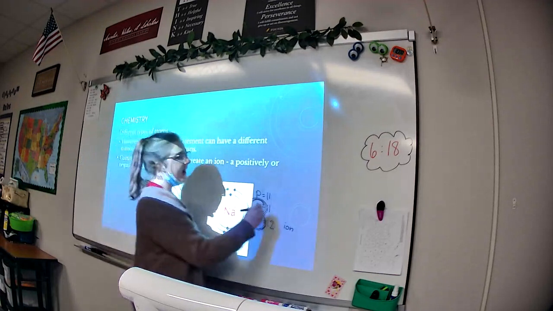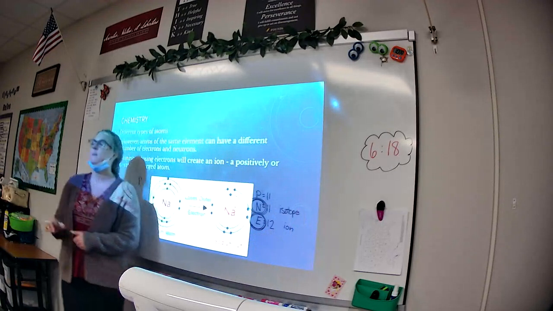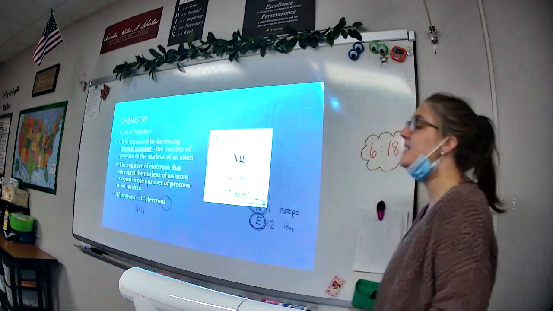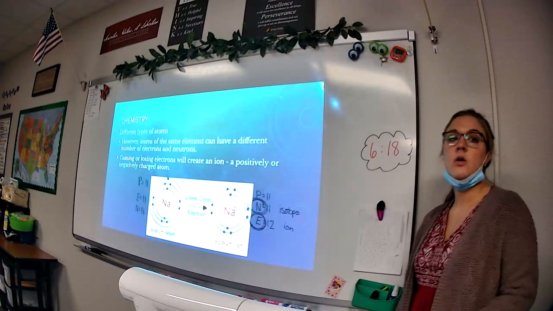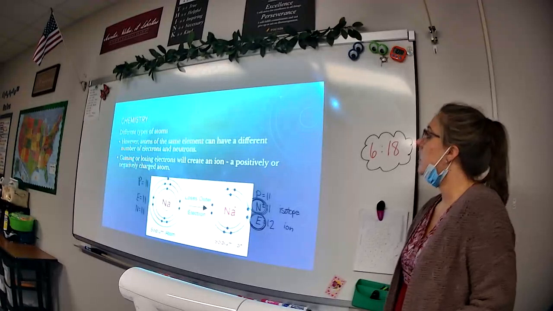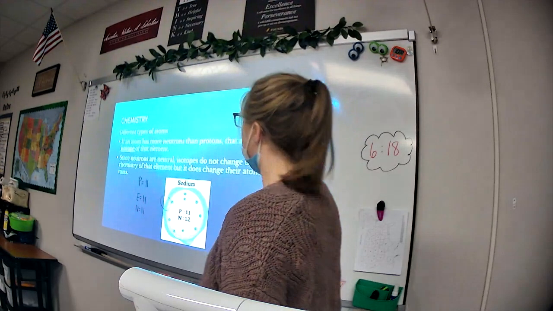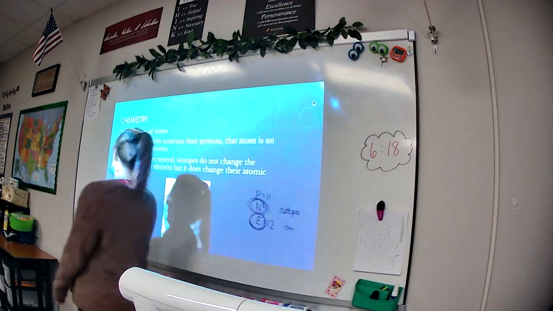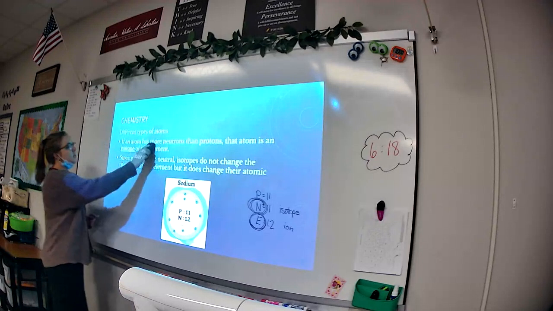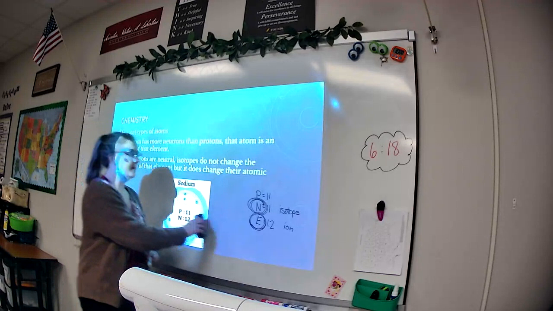Now, what if I have a different number of neutrons? In that case, we have what's called an isotope. Say isotope. Isotope. That's coming up next. A different number of neutrons. Raise your hand, please, don't just shout out. Let's write this down first, and then I'll explain it to you. So, write this down, and then we'll do some more explaining. If an atom has more neutrons than protons, that atom is an isotope of that element.